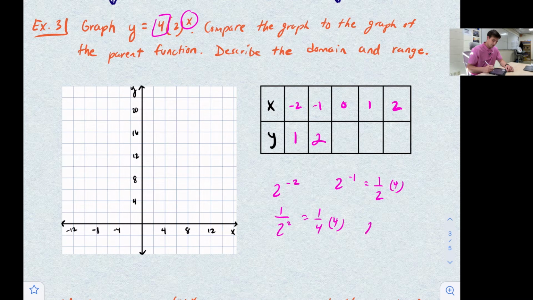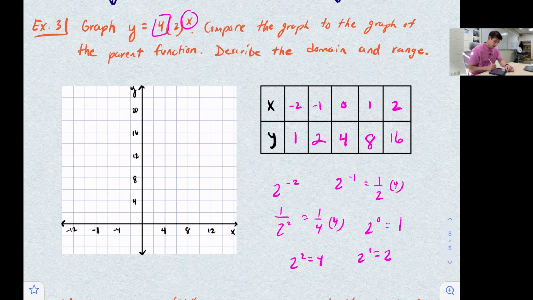Okay, now we're going to plug in 0, so 2 to the 0. We learned anything to the 0 power is 1. 1 times 4 is 4. 2 to the first power is 2. 2 times 4 is 8. 2 squared is 4. 4 times 4 is 16. Okay, so now we have basically 5 points that we can plot.